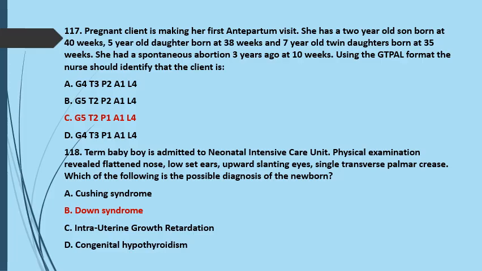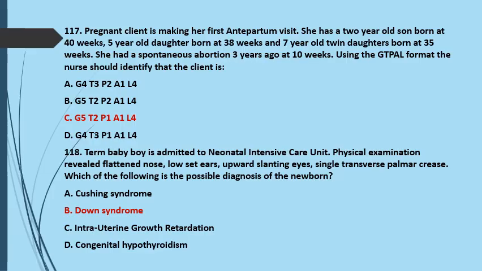Then term pregnancies. How many term pregnancies does she have? She has the 40 weeks one and the 38 weeks one. 35 weeks is not considered a term pregnancy. Up to 37 weeks is considered term. So she has preterm 1, that is the 35 weeks. A is abortion, 1 abortion. She has 1 abortion and 4 living children. What about the 4 living children? This is 1 child, this is the second child, and these are the 2 other children. So living is 4 children.